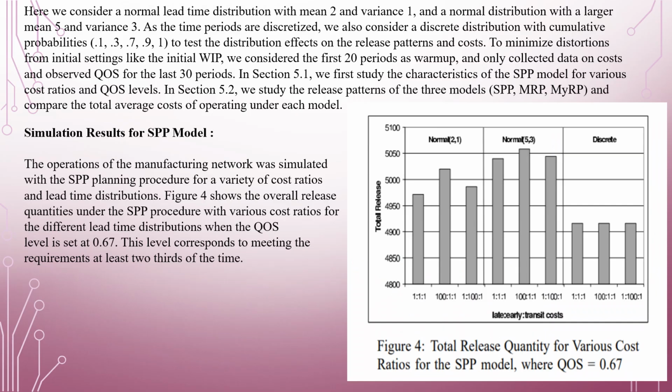Next are the simulation results for the SPP model. The operation of the manufacturing network was simulated with the SPP planning procedure for a variety of cost ratios and lead time distributions. This figure shows the overall release quantities under the SPP procedure with various cost ratios for the different lead time distributions when the QoS level is 0.67. This level corresponds to meeting the requirements at least two-thirds of the time.